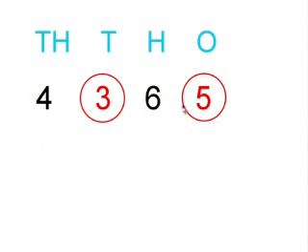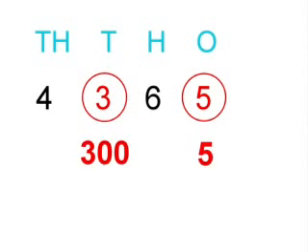Next we are looking at the numbers 3 and 5. Again, everybody thinks that 5 is greater than 3, but in fact 3 is greater than 5, because the 3 is 300 and the 5 is 5. So 300 is greater than 5.